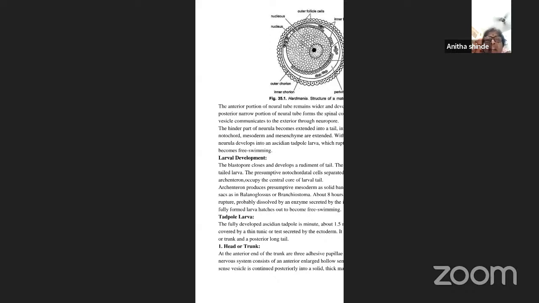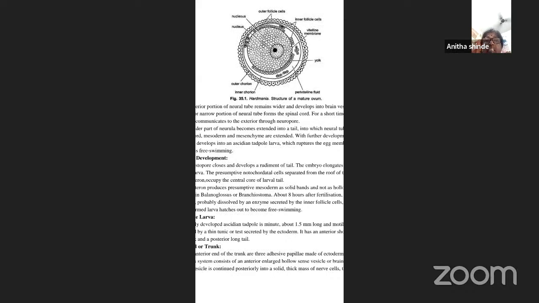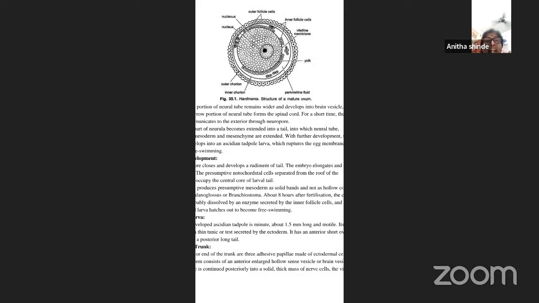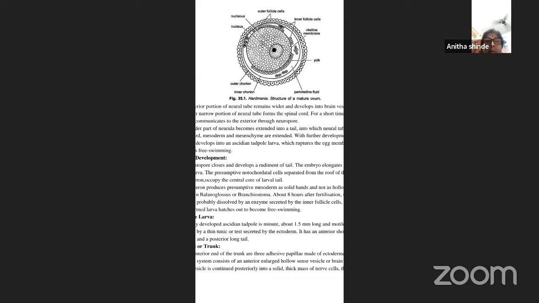Now, the fully developed ascidian tadpole larva is very, very minute, about 1.5 mm long, and it is motile. Its body is covered by a thin tunic or the test, which is secreted by the ectoderm, and it has an anterior short oval head or trunk and a posterior long tail. So that is how it will develop. We'll see now what are the various parts of the tadpole larva. Now, the first is the head or the trunk. At the anterior end of the trunk, there are 3 adhesive papillae made of ectoderm.